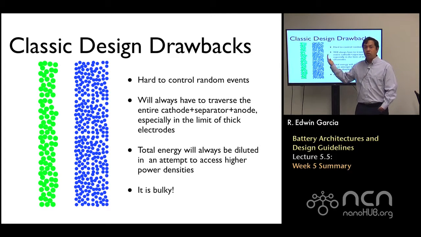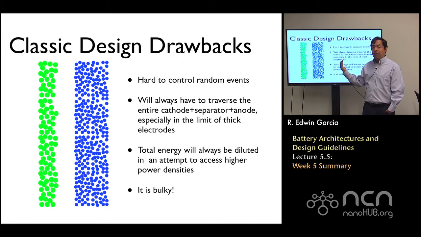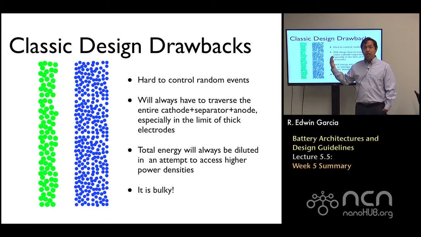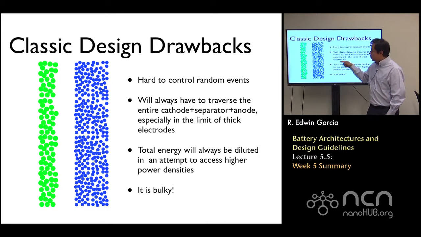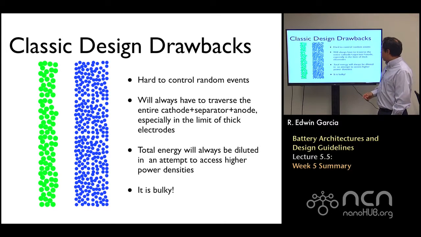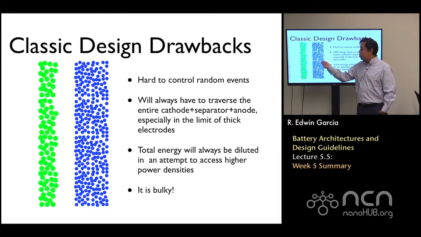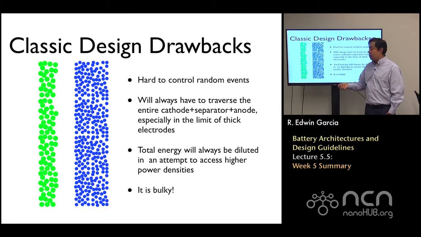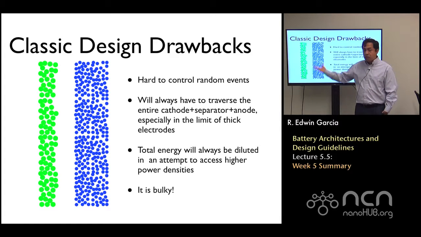So the thicker the electrode, the greater the theoretical energy density, but also the greater the losses, because you will get more and more losses as a result of those ions having to traverse through. And the total energy will always be diluted as a result of having to use these powders. Okay, and of course, as a result of the dilution, the whole cell becomes bulky.